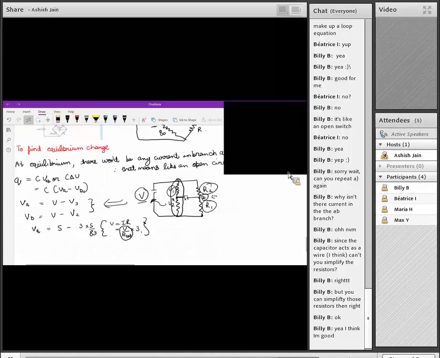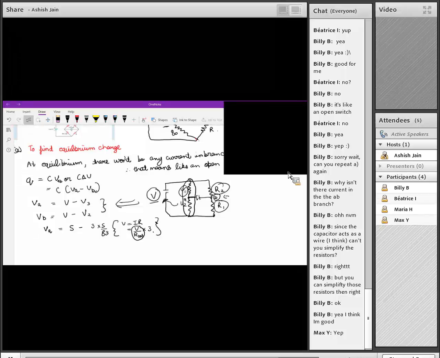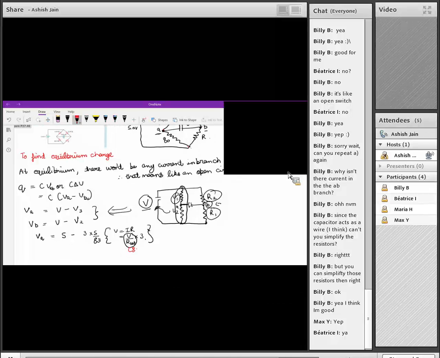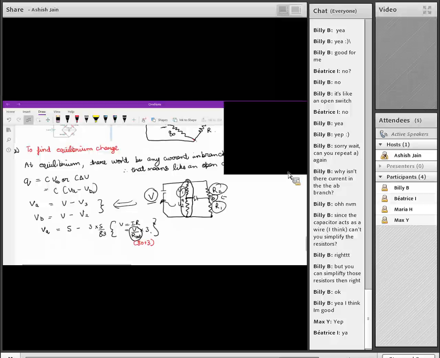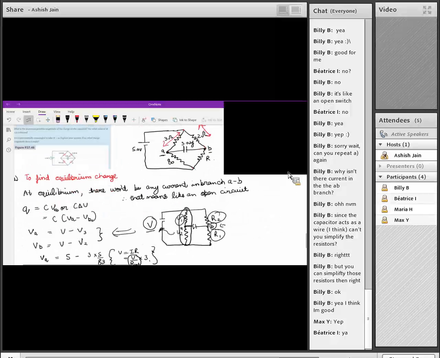Does it make sense to you guys? How I get this equation? So our total is 80 plus 3, 83. V is 5, given in the question, the voltage across the battery, and 3 is the resistance with 3 ohm. I can name them as well. Let's call them R1, R2, R3 and R. Okay, let's remove this one so that it doesn't cause much confusion.